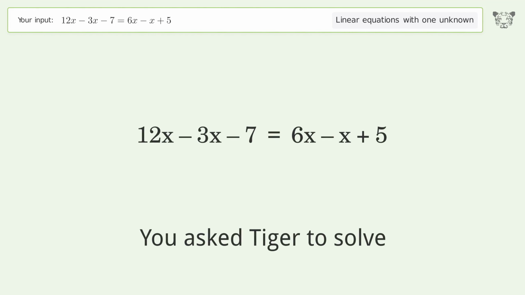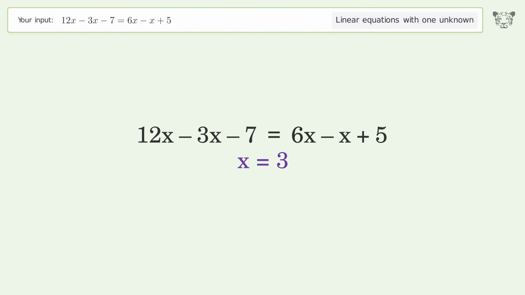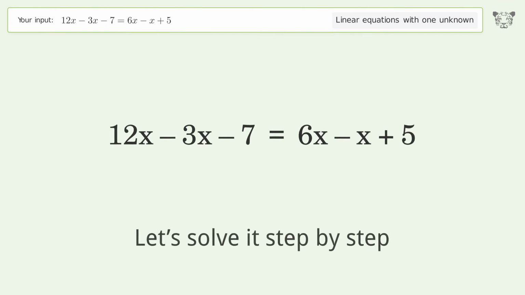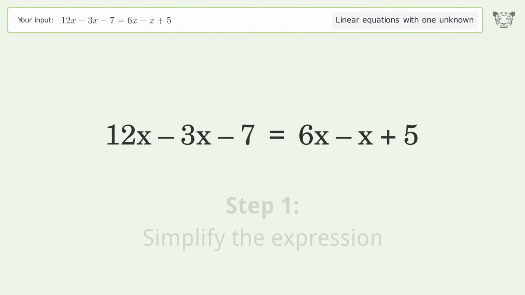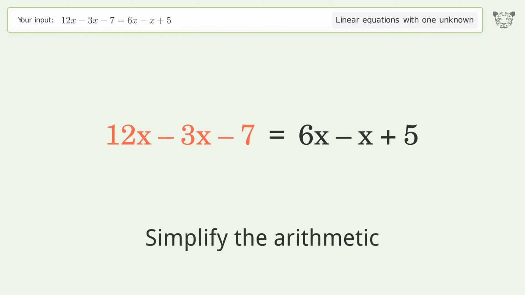You ask Tiger to solve this. It deals with linear equations with one unknown. The final result is x equals 3. Let's solve it step by step. Simplify the expression. Simplify the arithmetic.